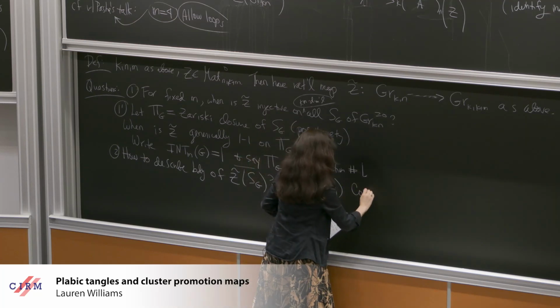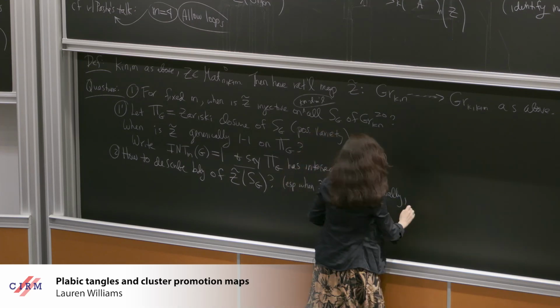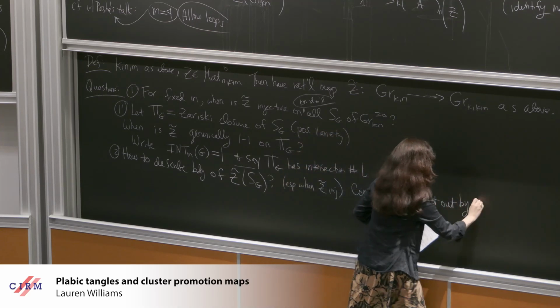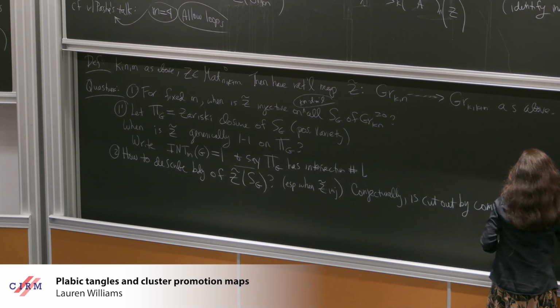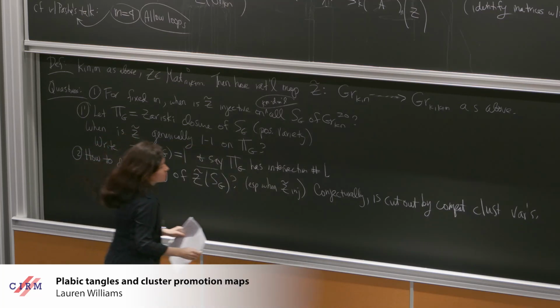And conjecturally, this boundary is cut out by compatible cluster variables of the Grassmannian.